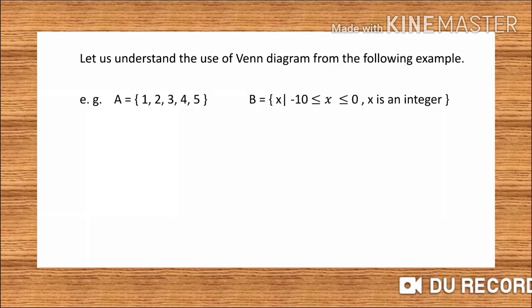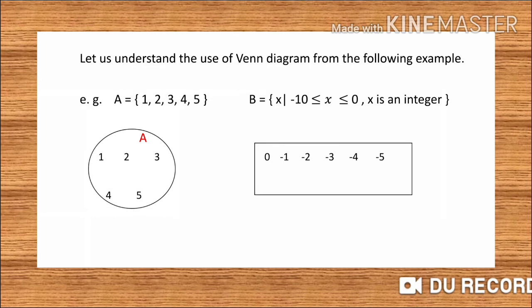Example 1. A is the set which consists of elements 1, 2, 3, 4, 5. Then we can use a closed figure. Here I have used a circle to represent set A. Therefore, set A is shown by Venn diagram here.